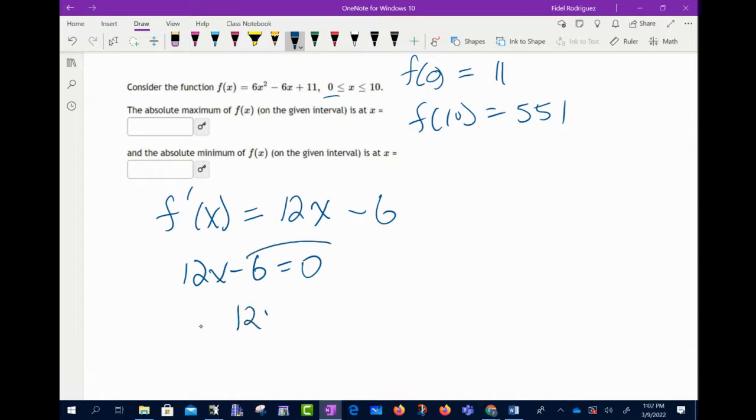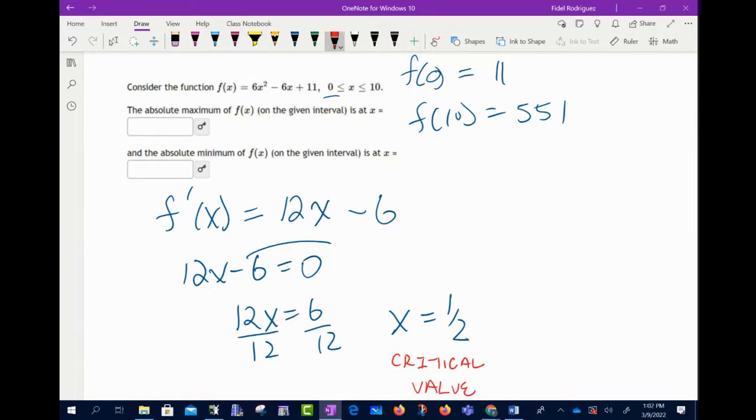So when I move that 6 over, it becomes positive. Divide everything by 12. And we're coming up with what? X is a half. Remember, y'all, this here is my critical value, right? Okay, so we have one last thing that we need to do, y'all. We need to find f of 1/2, right?